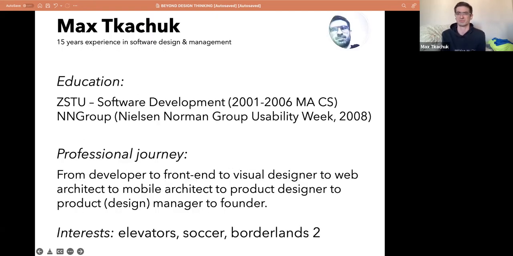About me, some words. I'm a software developer by education. I've been bitten by Nielsen Norman Group early on, at age 23. Since then, I'm a close adherent of the iterative design approach and trying to develop it in the context of Ukraine. My professional journey took many disciplines. Now I'm managing design teams and being fond of a couple of projects.